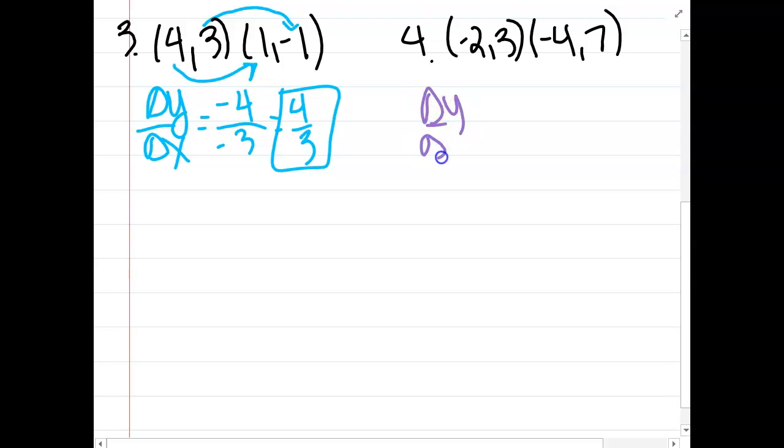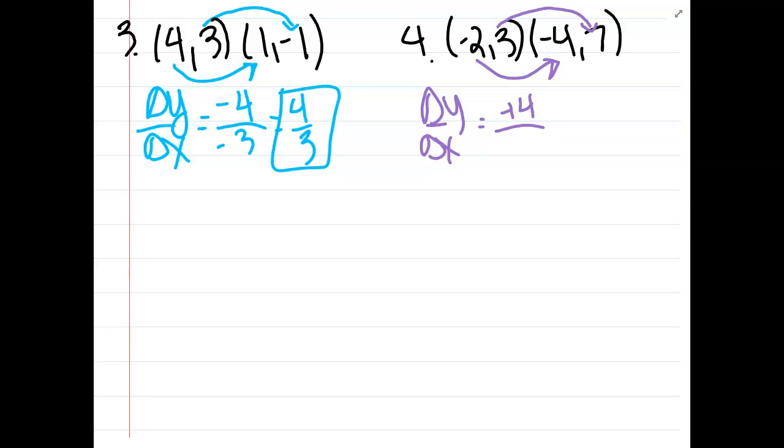Okay, slope is change in y over change in x. So my change in y, make sure you go from one y coordinate to the other y coordinate, from 3 to 7. What's that change from 3 to 7? Plus 4. Okay, now, these ones can be kind of tricky because I'm going from negative 2 to negative 4. I'm going from a negative to a negative.